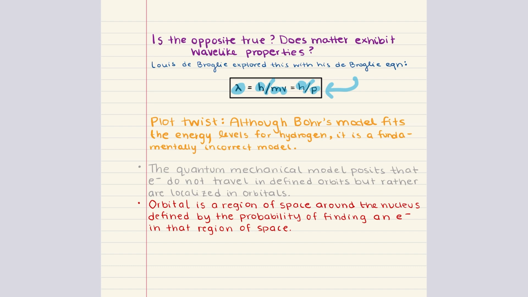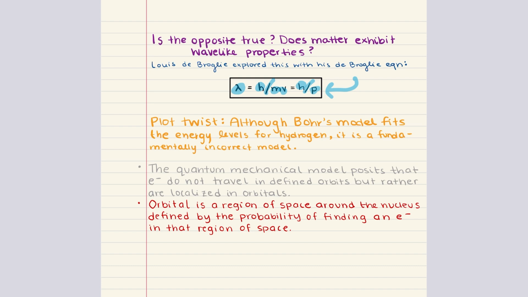Bohr's model worked really well for hydrogen. It explained the quantized energy levels and the emission spectrum for hydrogen, but it did fundamentally treat electrons as particles moving in fixed orbits. This approach was ultimately incorrect.